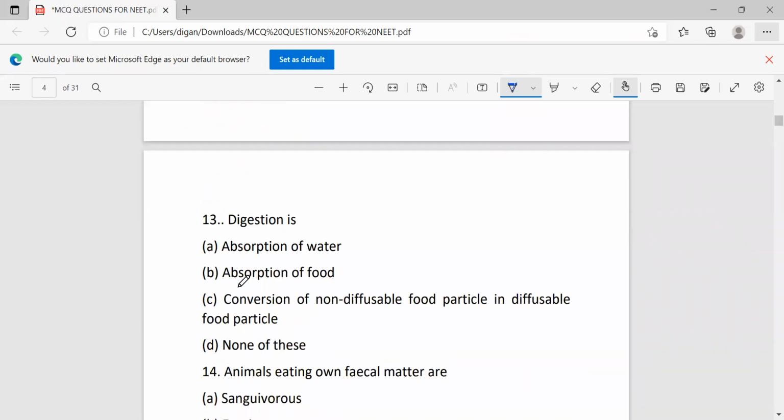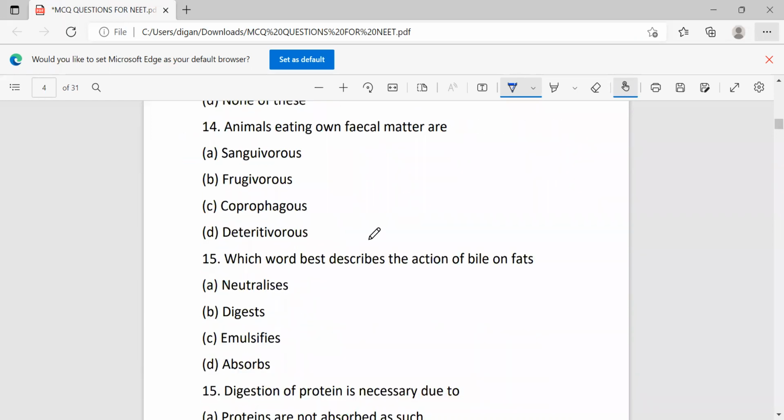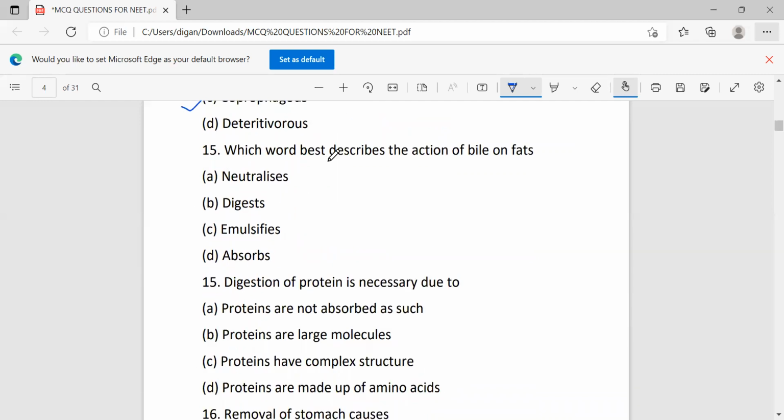3 pairs of salivary glands. Then question number 13: digestion is absorption of water, absorption of food, conversion of non-diffusible food particles into diffusible food particles, or none of these. The correct option is C. Next, animals eating their own fecal matter are, four options are given, and the correct option is C, means coprophagous. Question number 15: which word best describes the action of bile on fat? And the correct option is emulsifies.